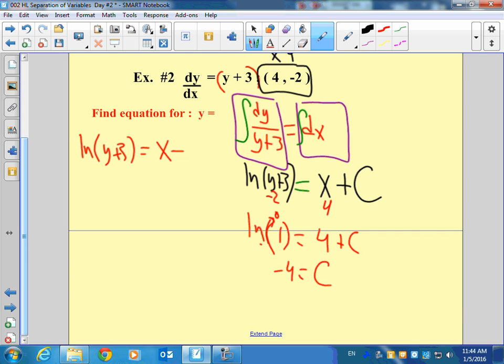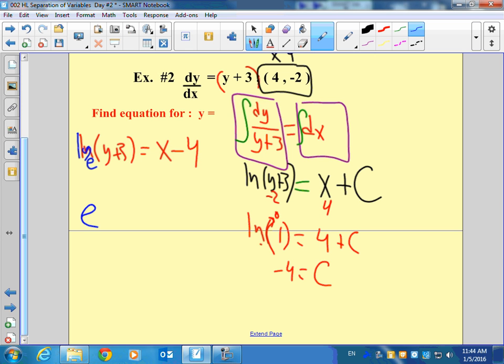Why is it not that? We haven't solved for y yet. We can do it. Log base e. What's our next step? Secret to logs. Do you remember that, Zach? Secret to logs. What's the base of this expression? Log base e of y plus 3 equals x minus 4. What's the base? e, you got it.